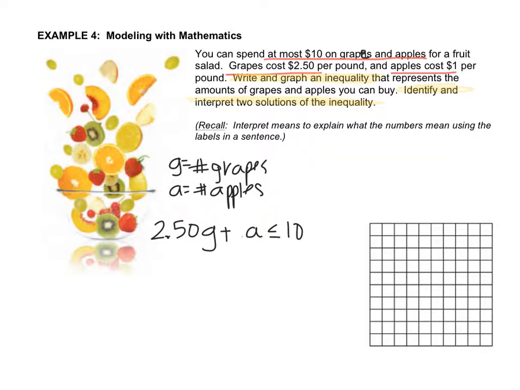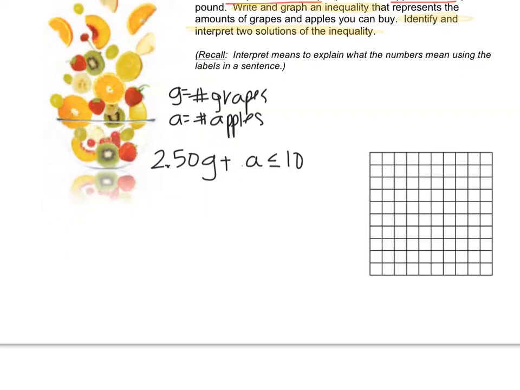So I did one part, which was write an inequality. Now I have to graph it. I'm going to make a first quadrant only grid, because you can't have negative grapes or negative apples. And a lot of times word problems usually end up with first quadrants anyway. So this will be, let's make this grapes, and this will be apples. I can probably go by ones because the numbers are pretty small.